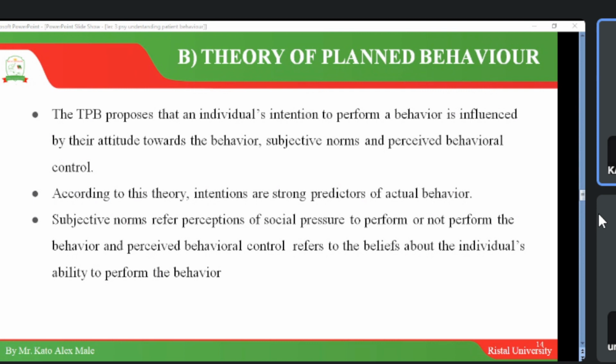Then perceived behavioral control refers to the beliefs about the individual's ability to perform that behavior. What do they believe? Do they believe they can perform it? Do they believe they can't afford it? Sometimes some feel like you're getting money, but I don't have a garden with the fruits, so I don't know what you're talking about. That's what some patients have in mind. I guess you get it.